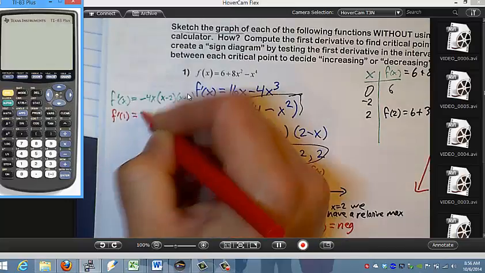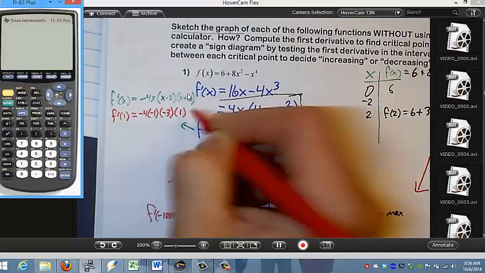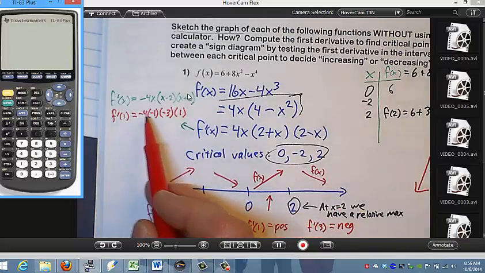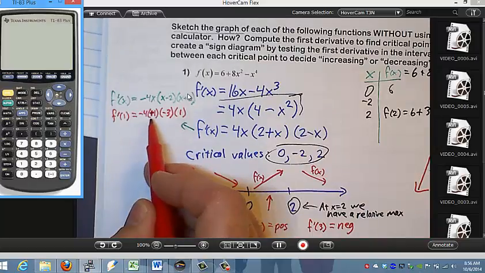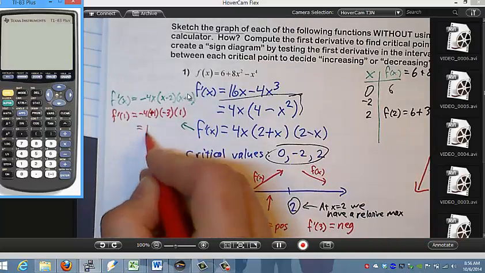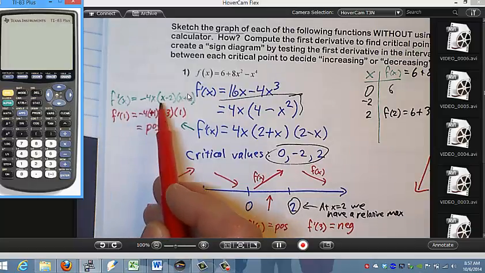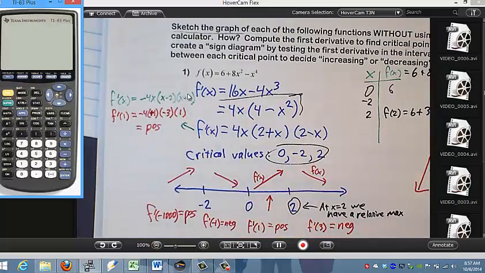F prime of 1 is -4 times -1 times -3 times +1, right? Oh, hang on. Sorry, I'm doing f prime of +1. -4 times +1 times -3 times... I'm still getting that it's positive. For the last one, if I plug in +3, I get negative, positive, positive, positive. So it's negative. Okay, they're just plugging in problems. That's what that is. Other questions?